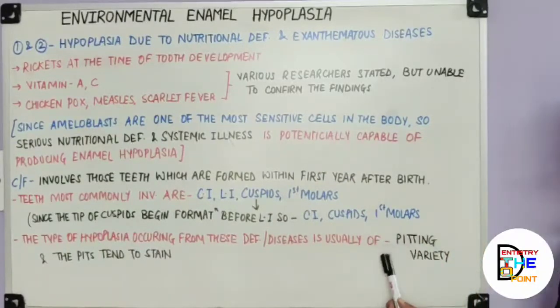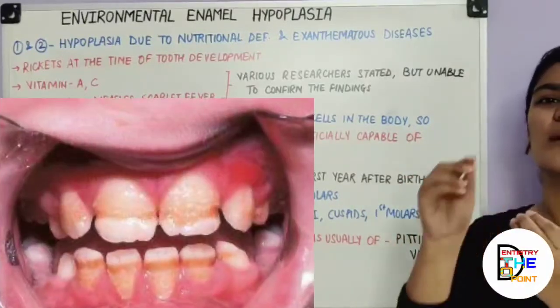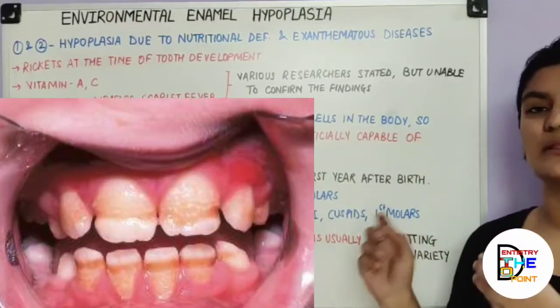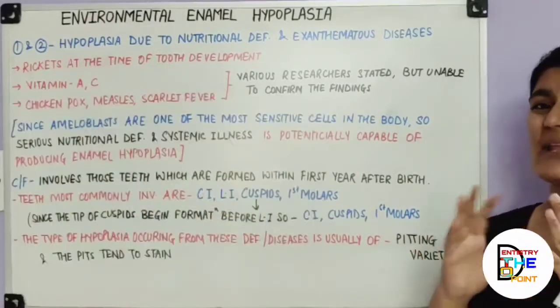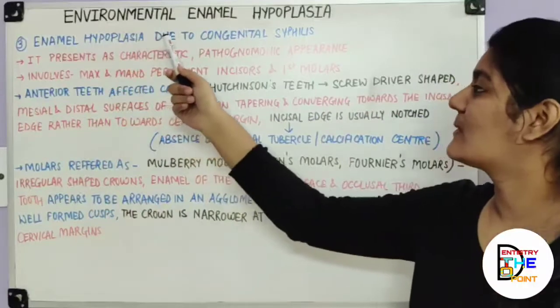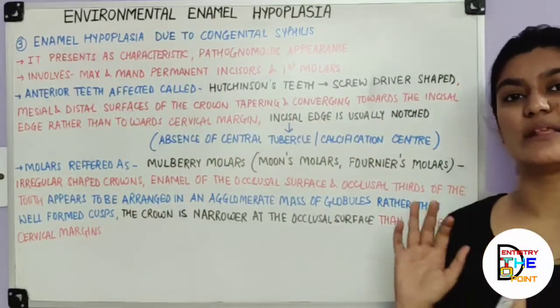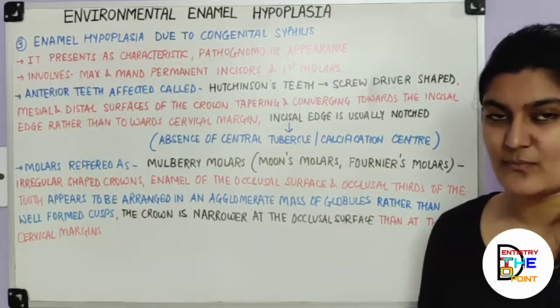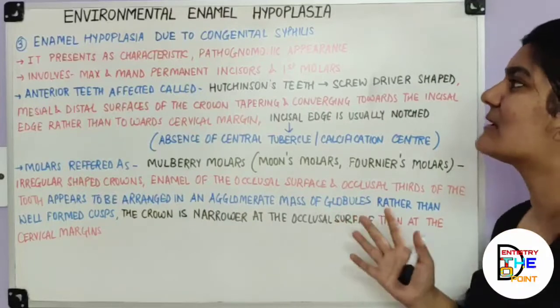So these are the most commonly involved teeth, and how they look clinically is nothing but the pitting variety, the mild form we have discussed. That is the presence of pits and fissures in the tooth, giving a stained or brown, unsightly appearance. Here is enamel hypoplasia due to congenital syphilis. Now syphilis is a very separate topic to be dealt with in bacterial infections, and there all points will be much more clear because we will deal with syphilis in detail.